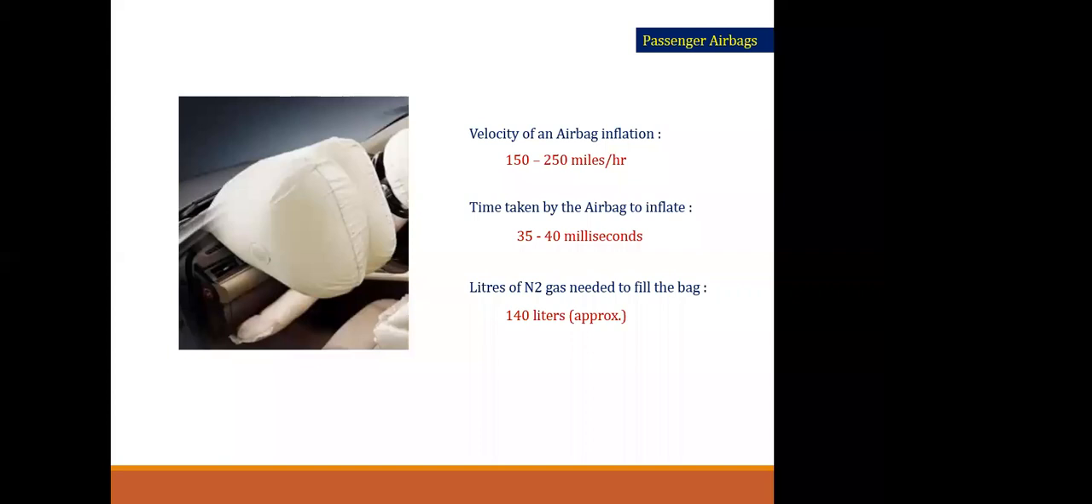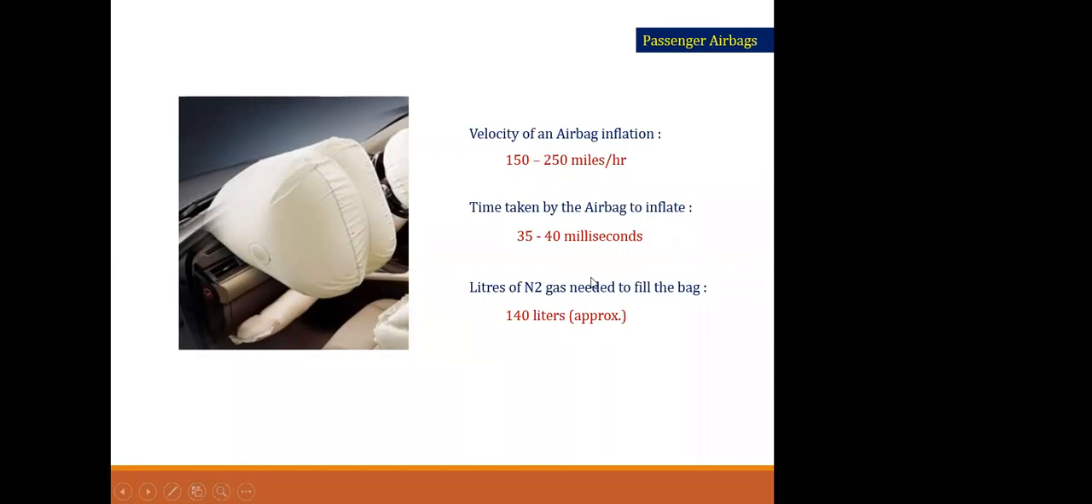Why? The logic behind this is very simple. Since the size of the passenger airbag is twice that of your driver airbag, the amount of nitrogen gas needed is also doubled, right? Because the motto of the driver airbag is to cover only the steering wheel, so it is somewhat smaller in size. Whereas on the other hand, your passenger airbag has to cover the entire dashboard while it is inflating. So since the size of the bag is doubled, the amount of nitrogen gas needed to fill the passenger airbag is also doubled, right?